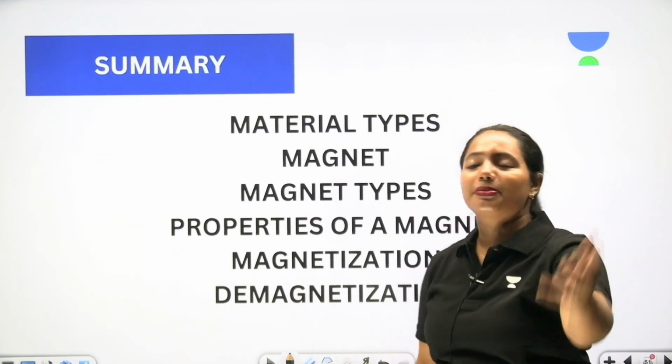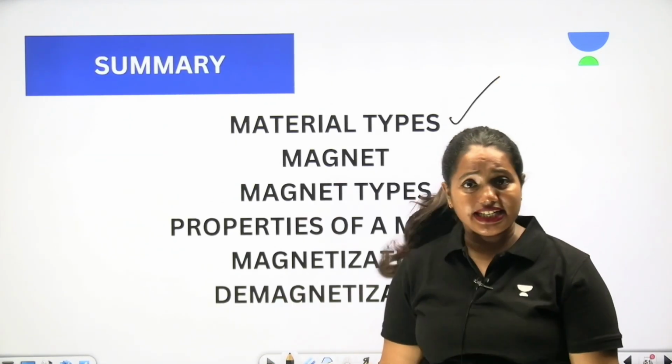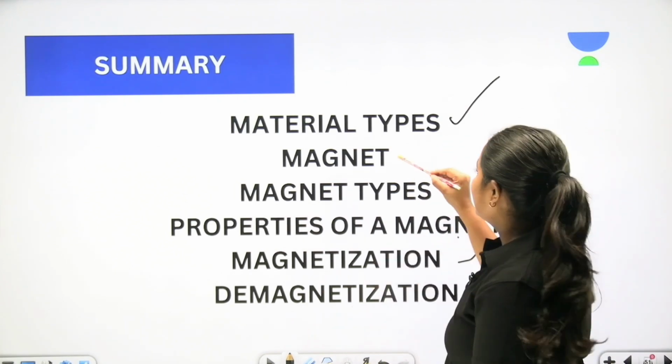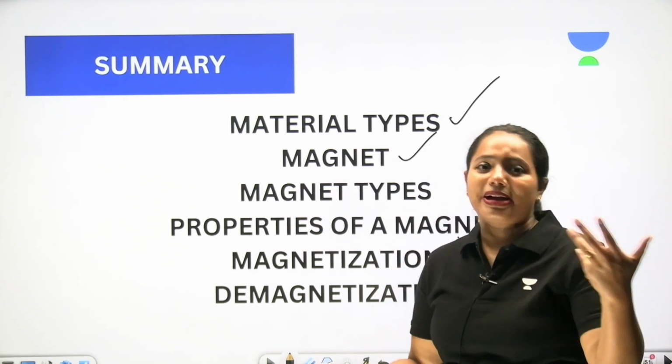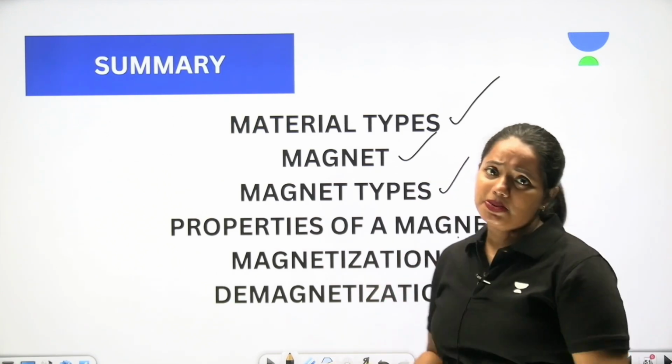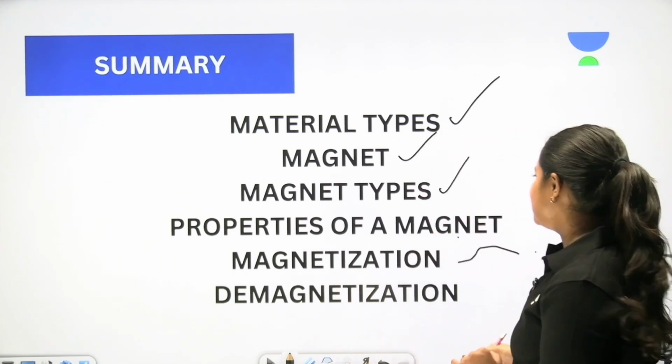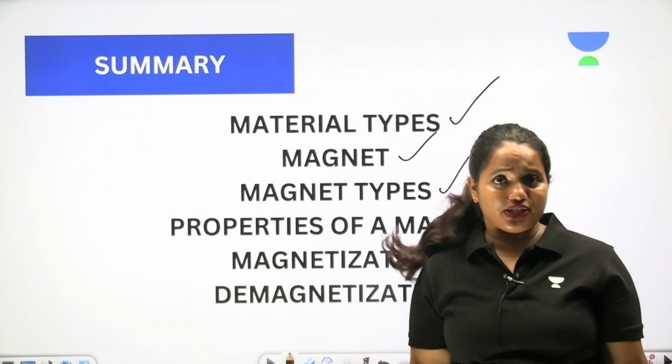And now it's summary time. We started with material types, magnetic and non-magnetic. Then we discussed the definition of a magnet. A magnet can attract other magnetic materials. Then magnet types, natural magnets and artificial magnets. And now properties of a magnet.